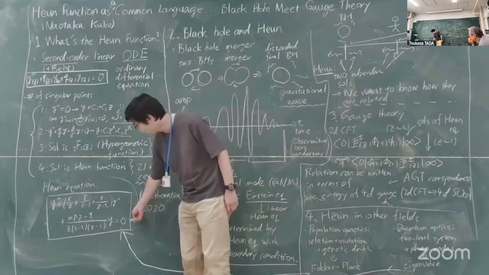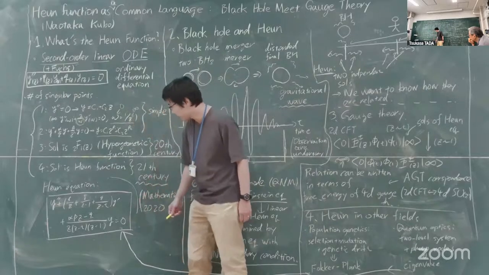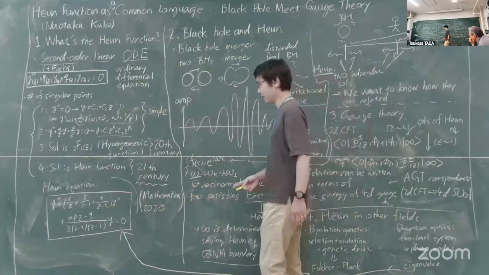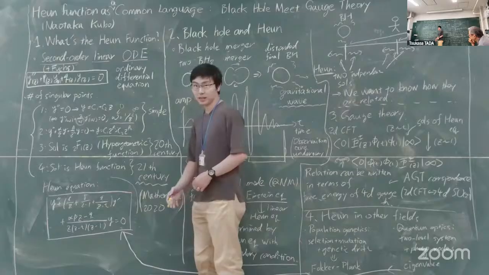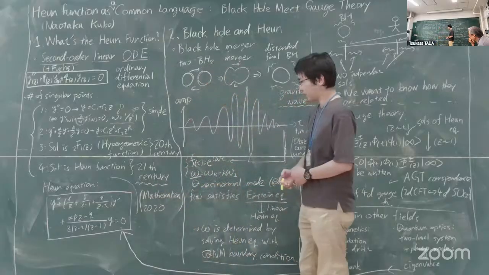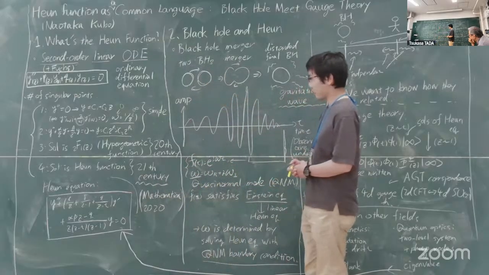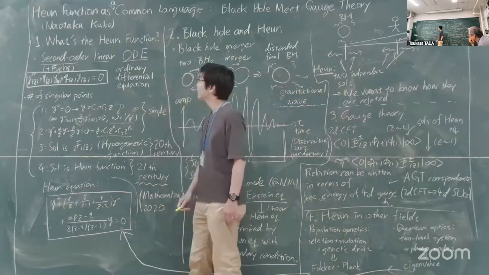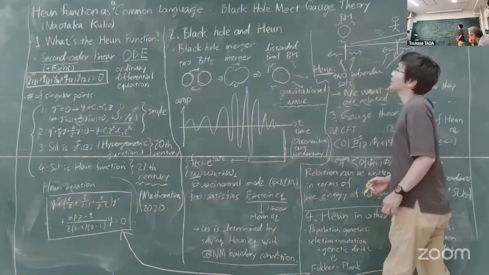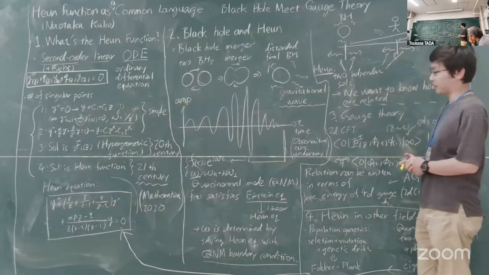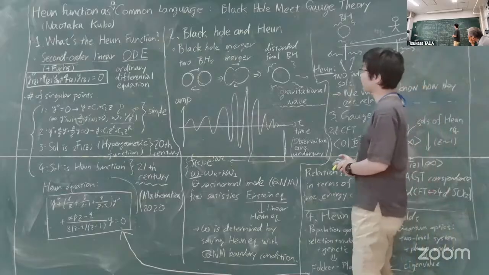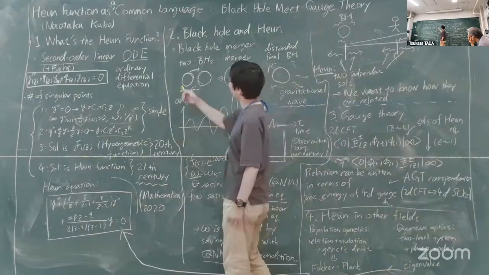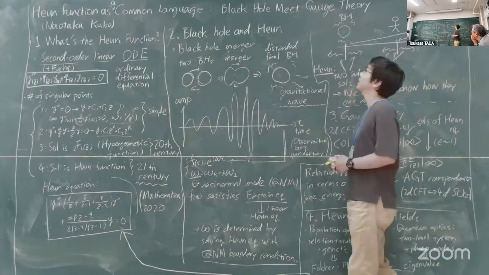Note that the form of the Heun equation is something like this. Although I just showed it, you don't have to remember the details. But anyway, this equation is now important. And okay, then we move to black hole physics, and I will explain why. The Heun equation appears in black hole physics.